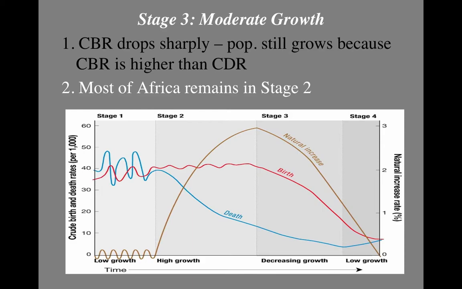Population still grows because there's still a gap, right? Look at the red and blue lines. There's still a gap between births and deaths. So natural increase rate is still going up, but not as fast as it was in stage 2. Those blue lines and red lines are beginning to get closer and closer and closer. So natural increase rate begins to drop. This is decreasing growth or moderate growth. We see this in places like Brazil, Argentina, Chile, a handful of Asian countries.